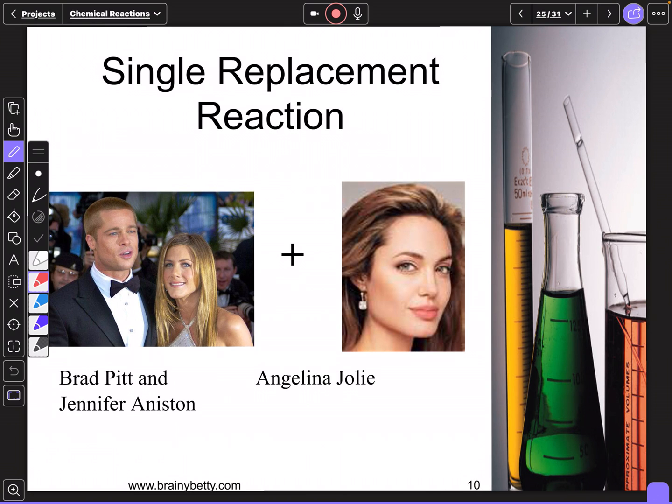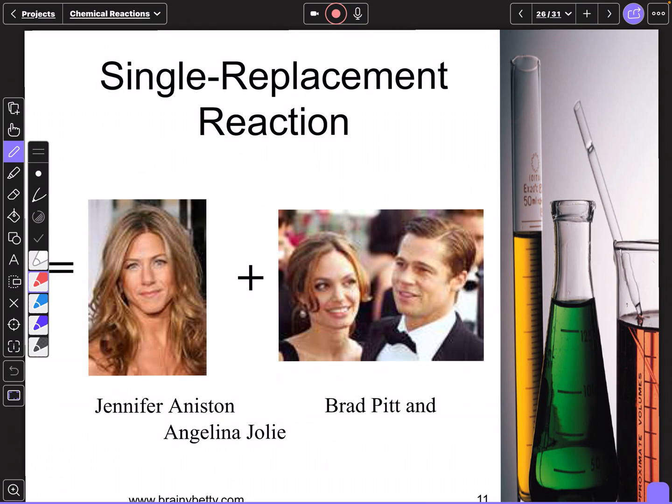So single replacement: if you have Brad Pitt and Jennifer Aniston plus Angelina Jolie, and then you would end up with Jennifer Aniston by herself and Brad Pitt and Angelina Jolie together. It's one replacement going on there.